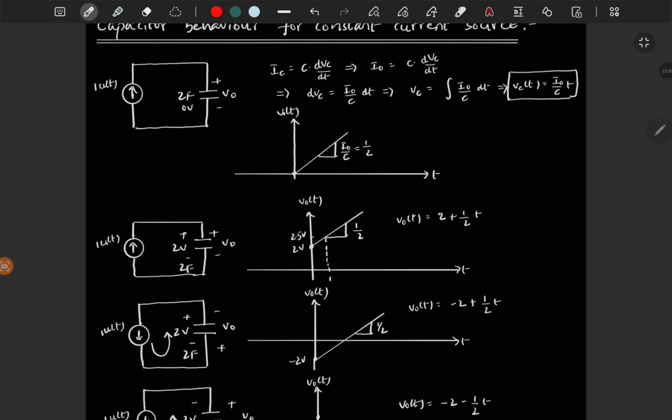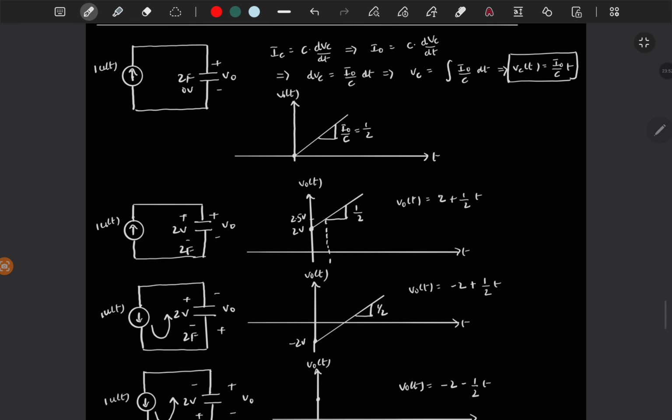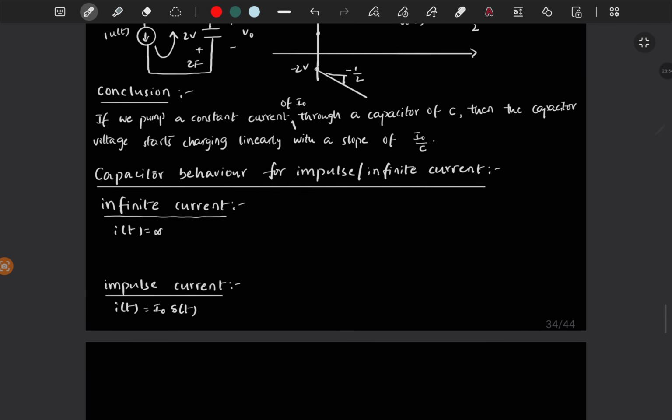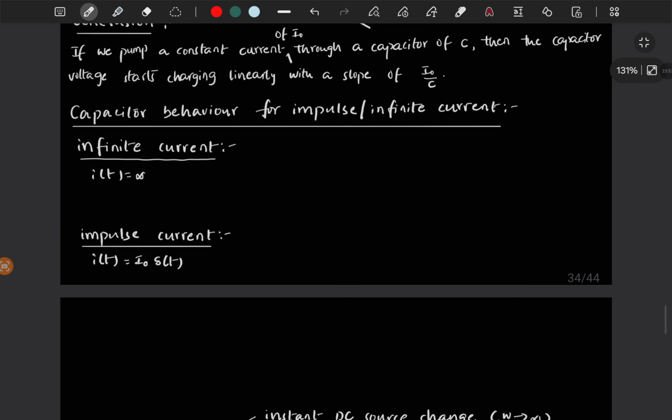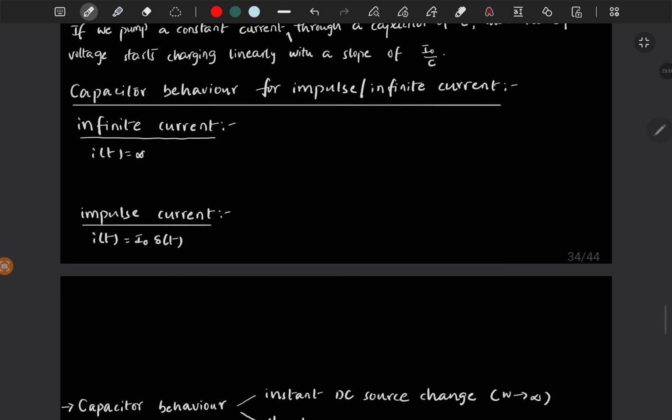What does it mean? It means the circuit is taking infinite time to reach steady state. It means it is not reaching steady state indirectly. So if you look here, is V0 reaching steady state at some point? No, right? Because the time constant of the circuit is infinite. So that is what I am trying to say here. This is about if you pump constant current through a capacitor.